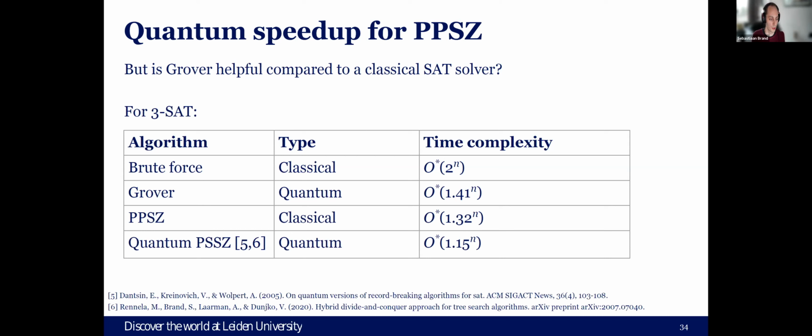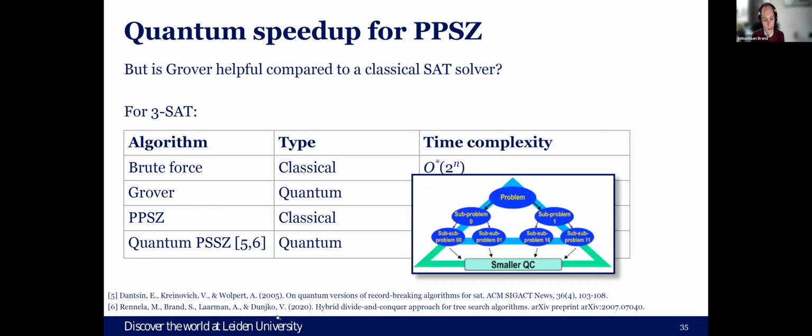However, it turns out that it's possible to implement a quantum version of this PPSZ algorithm, which achieves this Grover-like speedup over PPSZ. This is something which is also related to previous work from Leiden, in which a divide and conquer approach is presented, where basically if you have a quantum computer which is not large enough for your entire computation, then you want to split your problem up in such a way that your sub-problems can run on the quantum computer, and you're still able to achieve this quantum speedup on these small instances.